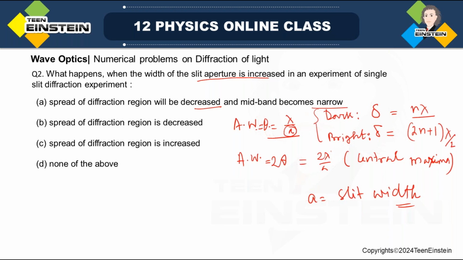See here, we can understand from these expressions that the angular width of the fringes, like maxima or minima or central maxima, depends on the slit width. The angular spread is inversely proportional to the slit width. So I can say spread will be proportional to 1 by slit width. So spread will definitely decrease if the slit width is increasing, right?